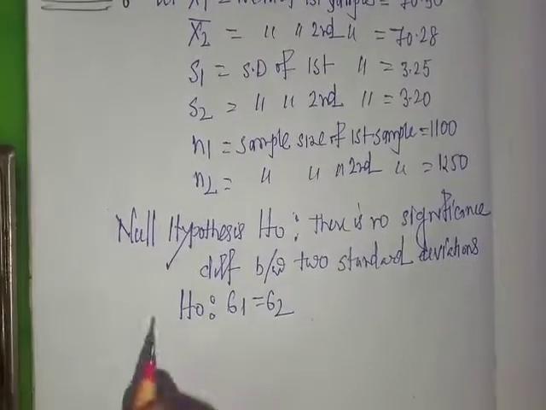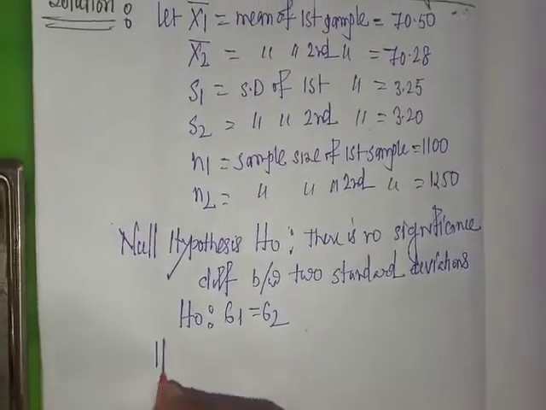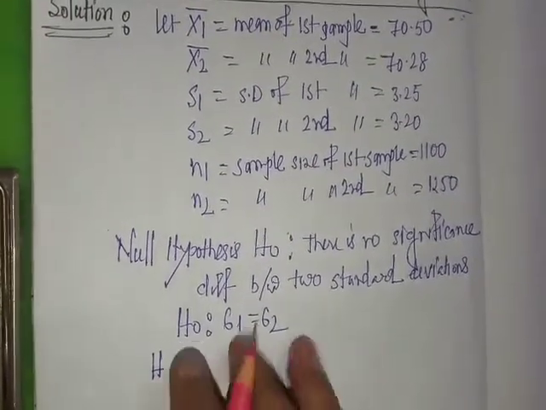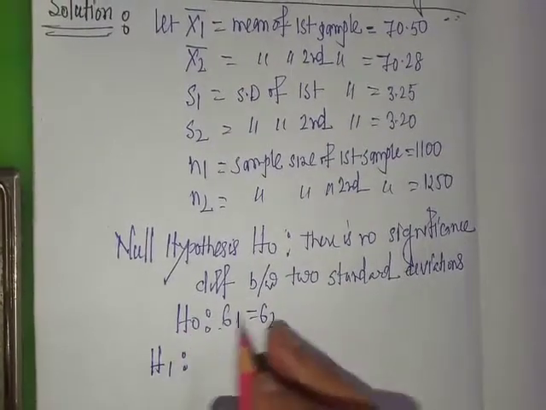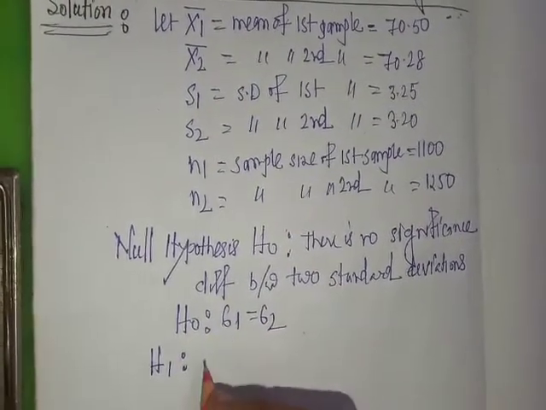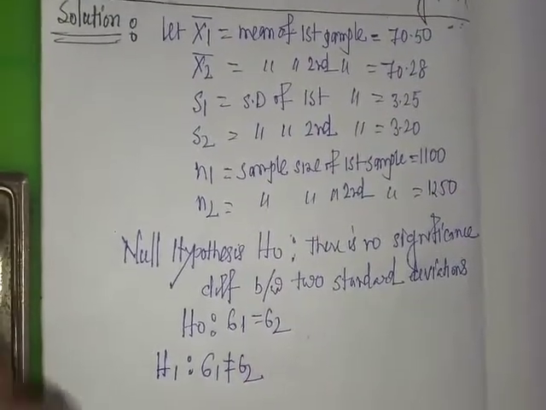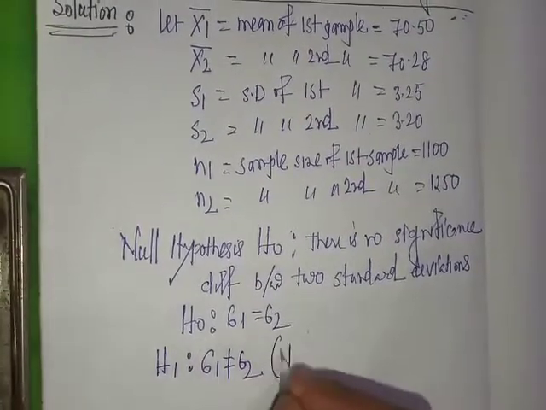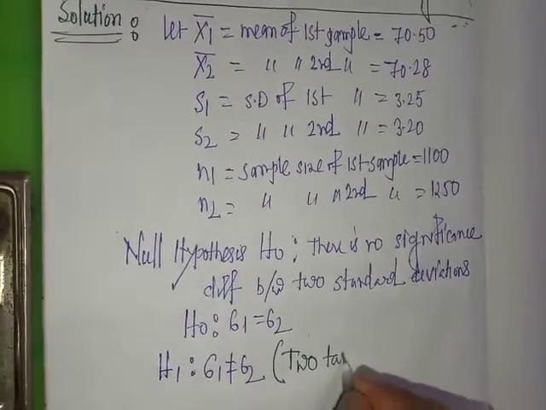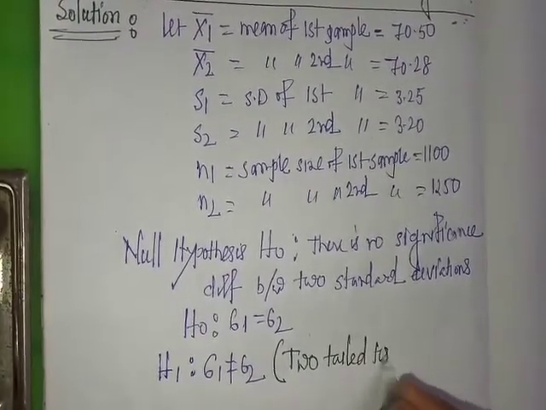Then the alternative hypothesis will be H1, the complement of the null hypothesis. So the complement of sigma 1 equal to sigma 2 is sigma 1 not equal to sigma 2. That is a two-tail test.